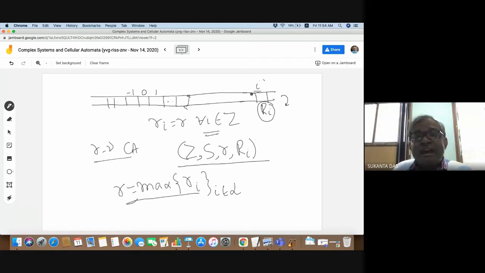I am saying here cell I uses Ri. But what is the Ri? If you supply me, okay, this is the Ri, then at least I can try to find out the injectivity or surjectivity property. But if I don't know Ri, how can I decide the injectivity, surjectivity, or other set theoretic properties of this CA? It is not possible.